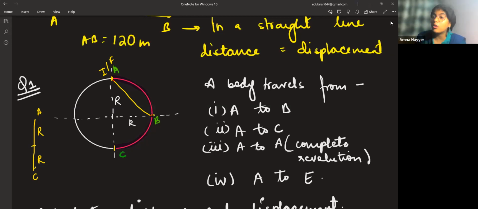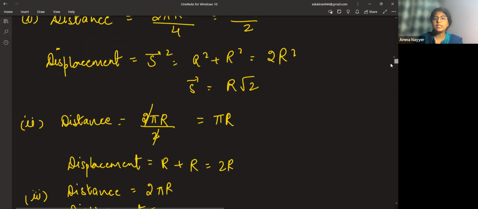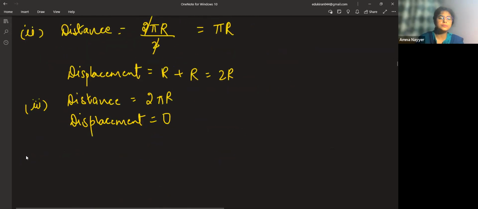So always remember, when you have the same initial and final point, in those cases blindly write your answer as 0 displacement. Distance would be something. Distance can be 0 also, or a positive number also, but displacement has to be 0 in that case because your initial and final point both are same. So displacement would become 0.